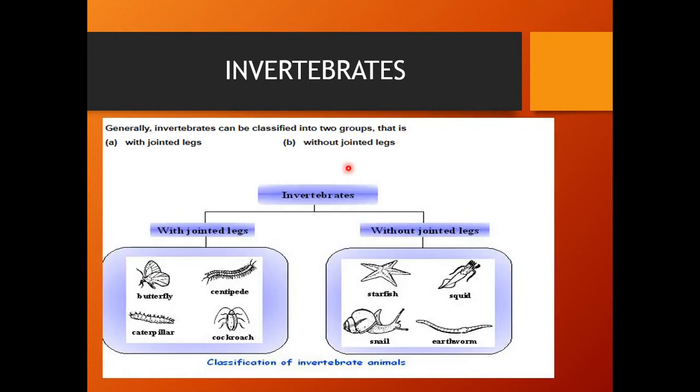So again, these are the invertebrates. Generally invertebrates can be classified into two groups: with jointed legs and without jointed legs. For example, with jointed legs will be the butterfly, centipede, cockroach, caterpillar. Without jointed legs means basically invertebrate organisms that do not have legs. We put them into this group. Without jointed legs, for example, starfish, squid, earthworm, and snail. This is how you can classify invertebrate animals.